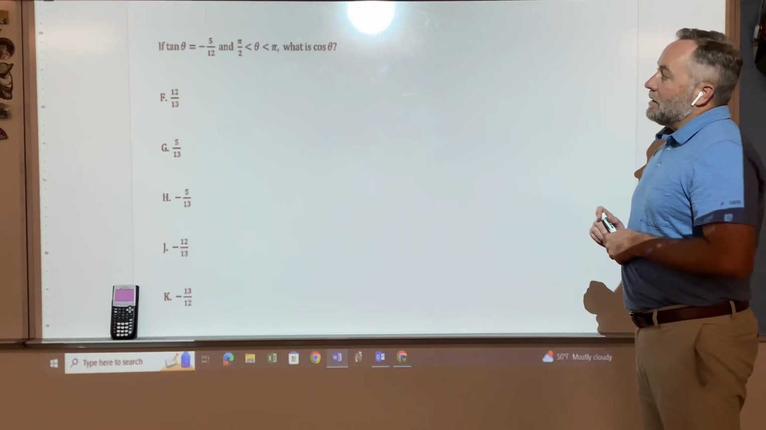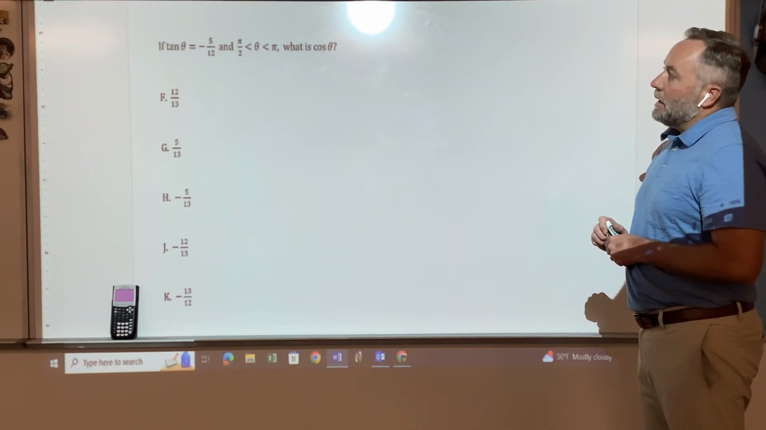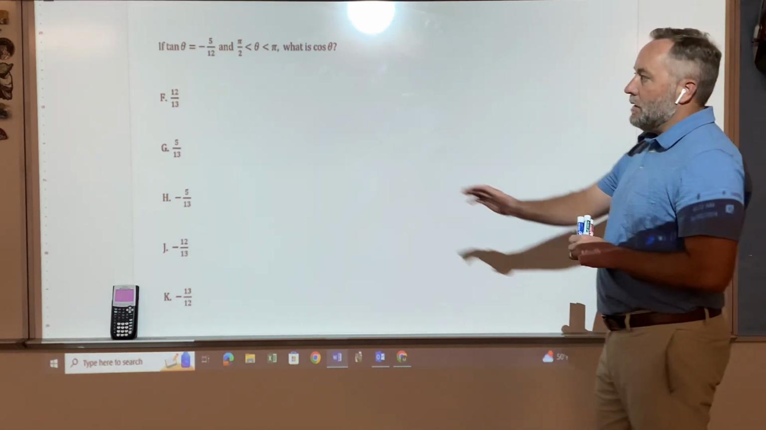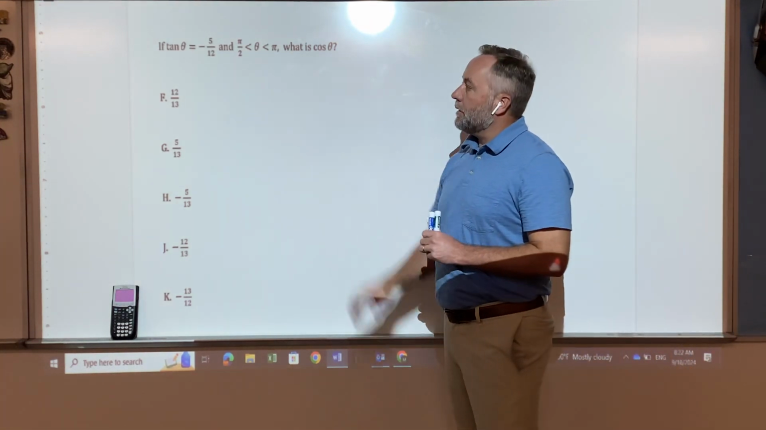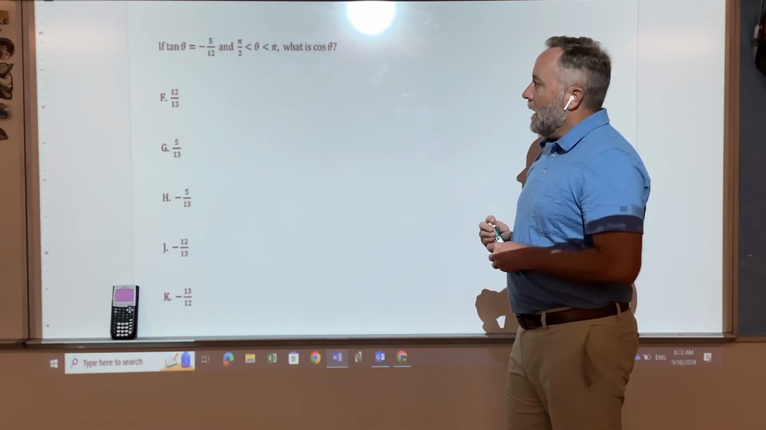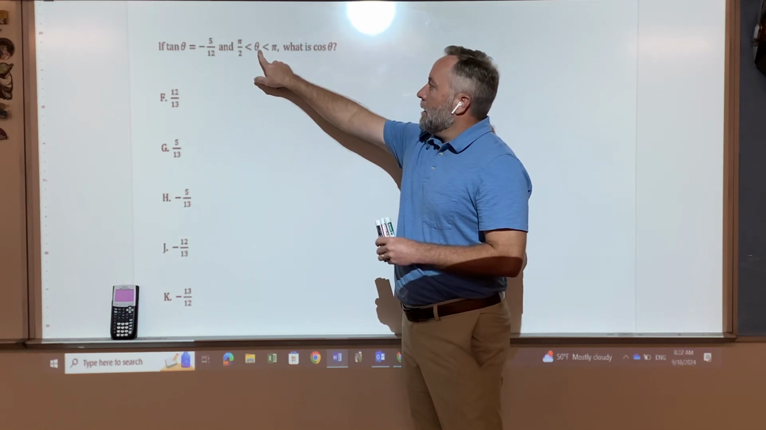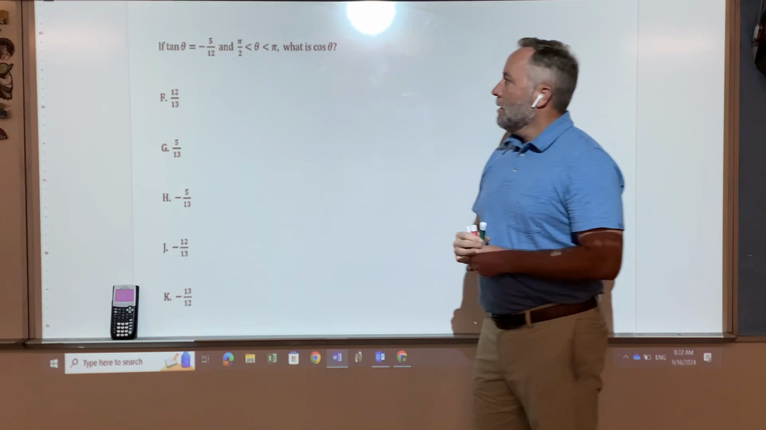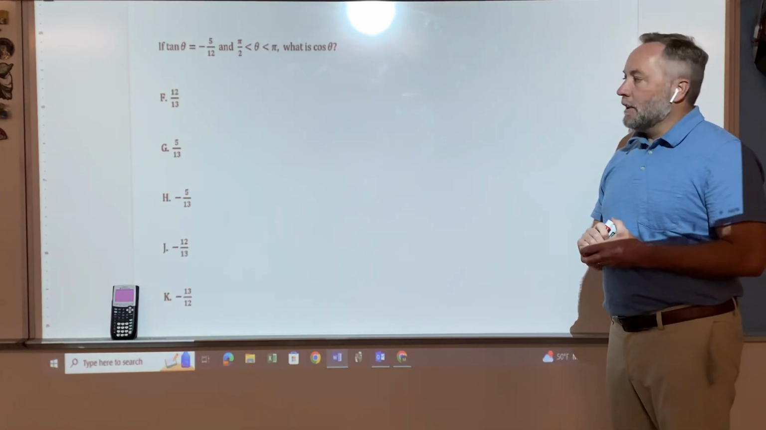This question asked us about our knowledge of trigonometry as well as the unit circle a little bit. So let's take a look. If the tangent of theta, theta just being a variable for an angle, is equal to -5/12, and theta is greater than pi halves but less than pi, what is cosine of theta?